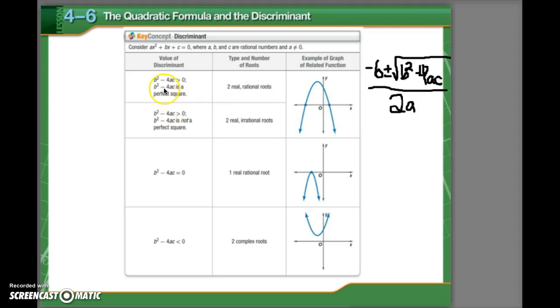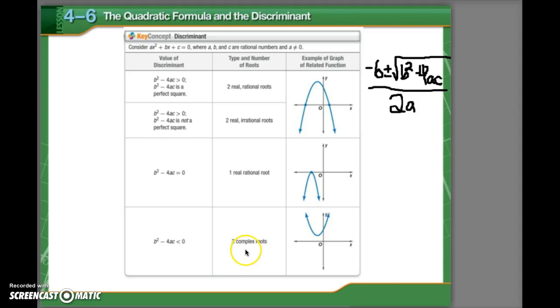If b squared minus 4ac is a perfect square, the real roots are going to be rational, which means you can write them as a fraction. And if it's not a perfect square, then they're going to be irrational, which means you can't write them as a fraction. If b squared minus 4ac is equal to 0, then that means the vertex of the graph is going to touch on the x-axis, and there's going to only be one real rational root. And if b squared minus 4ac is less than 0, then there's going to be no real roots, but there'll be two complex roots.